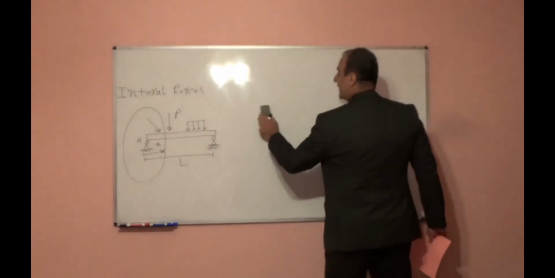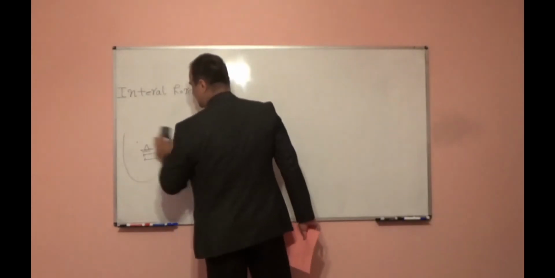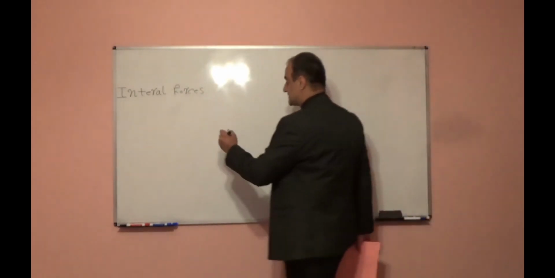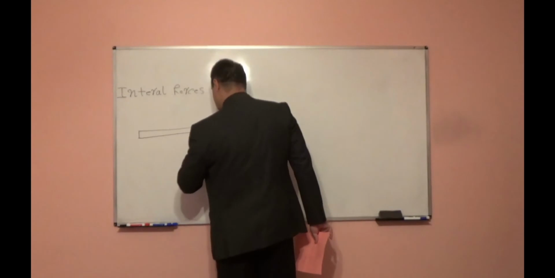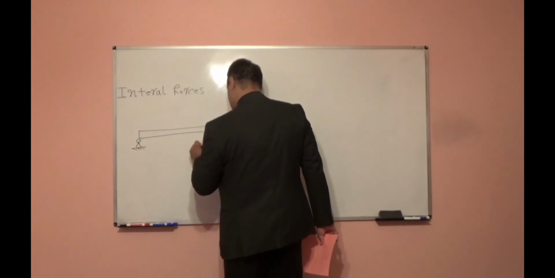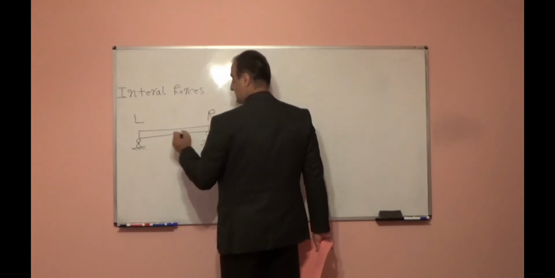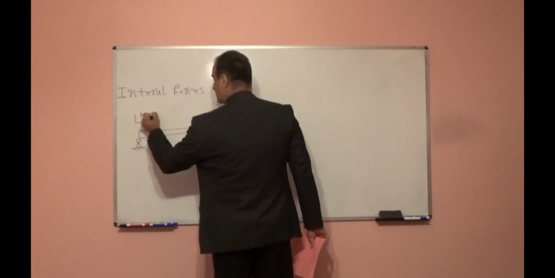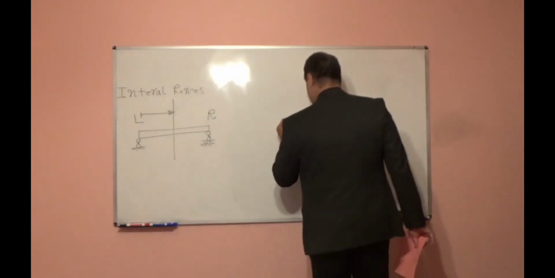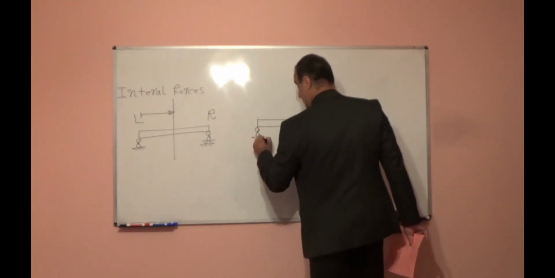Let's now look at the positive direction of these internal forces. Depending on the textbook, you can see different positive directions, but in most textbooks, if you have a beam, for example, a simply supported beam, and this is the left side of the beam, this is the right side of the beam. If you move from left to right and you cut and you take the left segment, the left portion like this, this is point A.